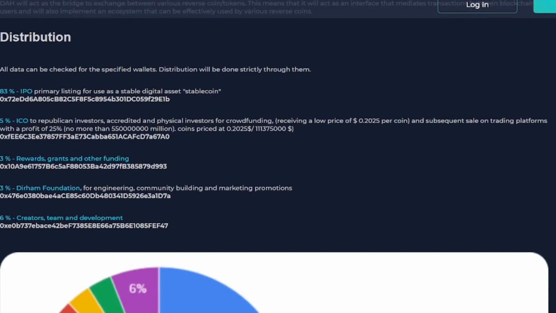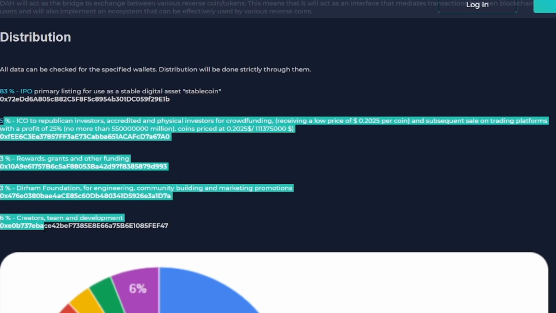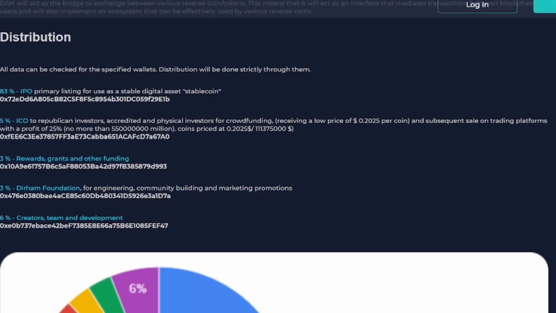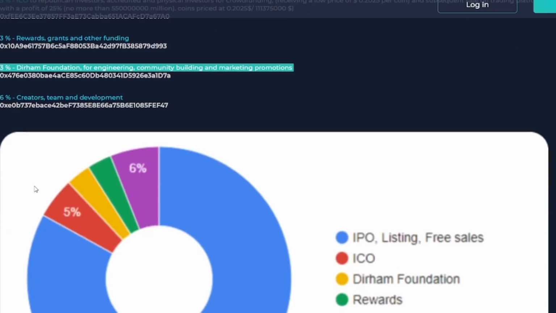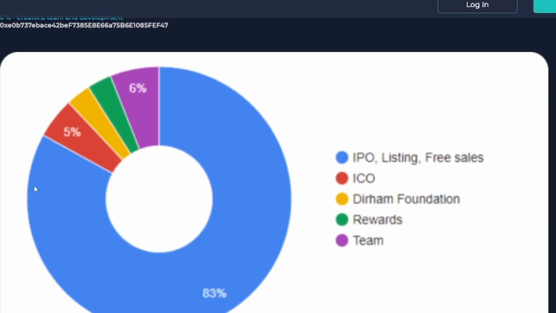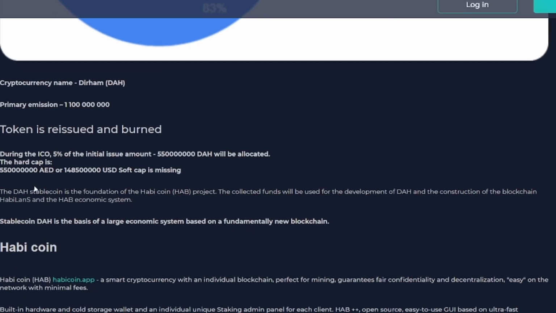As for the distribution of the token, as you can see here, 83% will be directly sold in the IPO, which is a great thing to see when we so often see that there is not much left for the creators and the developers. The majority will be used for the IPO and the ICO, so everything will be sold. 3% for grants and rewards and 3% for the Dirham Foundation is not a lot. That cuts off the risk of a rug pull as well. So this is always good to see.